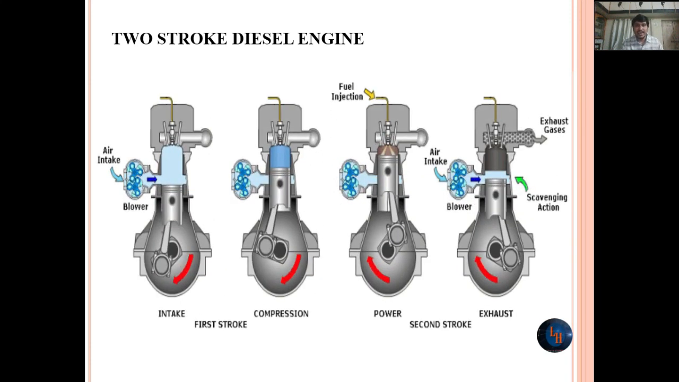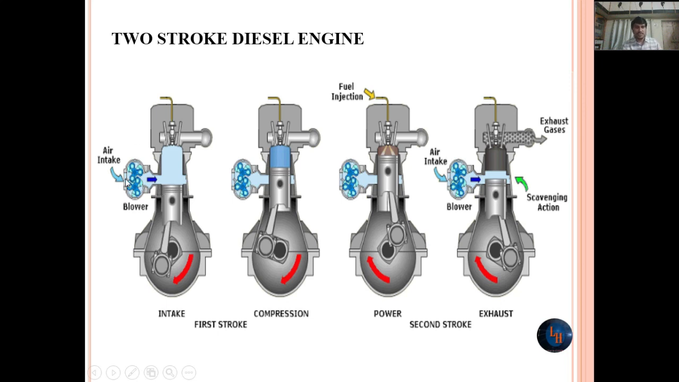Now we move further to our second topic, the two-stroke diesel engine. This is the line diagram of a two-stroke diesel engine. There are only two main differences between the two-stroke petrol engine and the two-stroke diesel engine. One is the fuel injector. In the petrol engine we use a spark plug, which is replaced in the diesel engine by the fuel injector. And the second one is air intake.